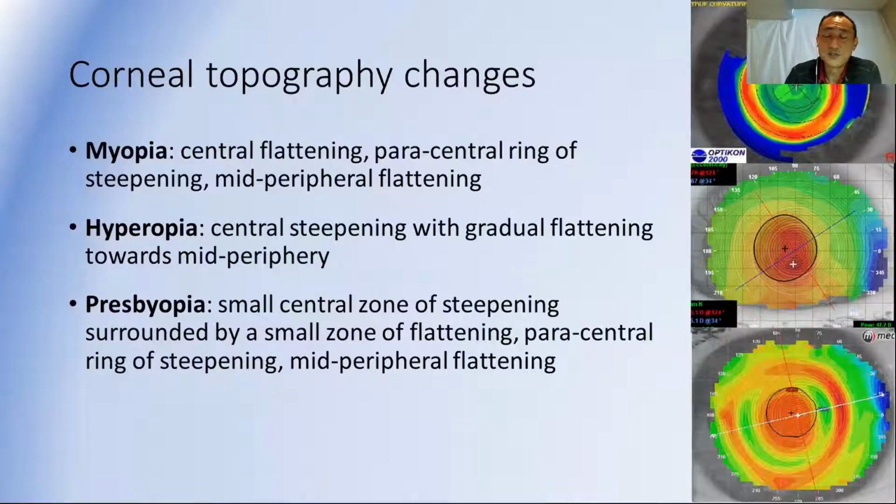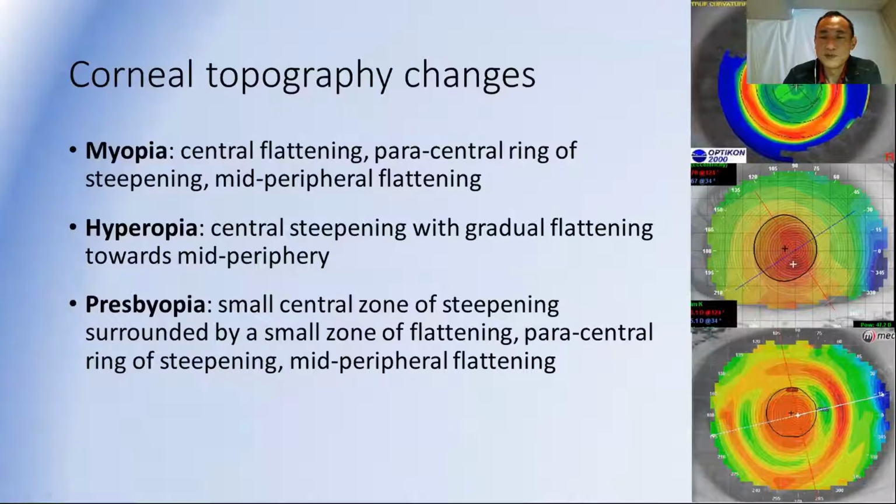We don't do this on children typically because hyperopic children are not going to become myopic typically unless it's an unusual case. But hyperopic children generally don't have too many visual complaints unless they're very hyperopic. This is primarily going to be done in adults, especially adults that are approaching presbyopia. But with hyperopia, we see that we have a central steepening of the corneal topography.